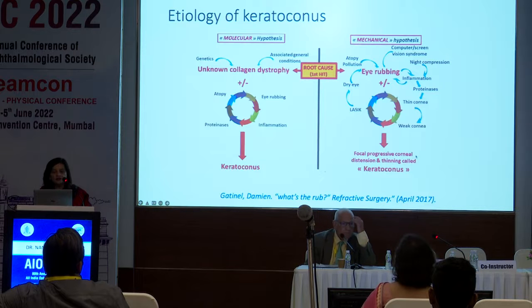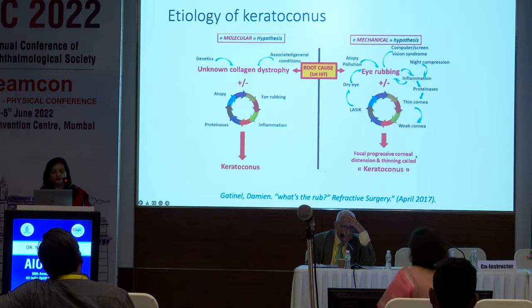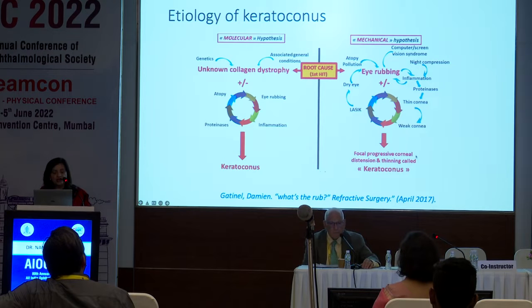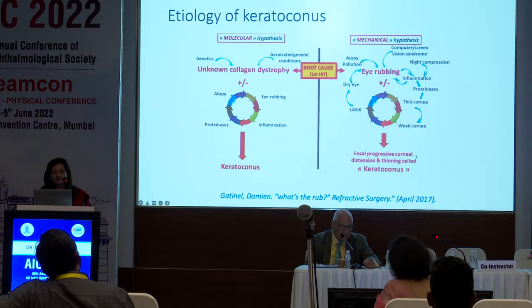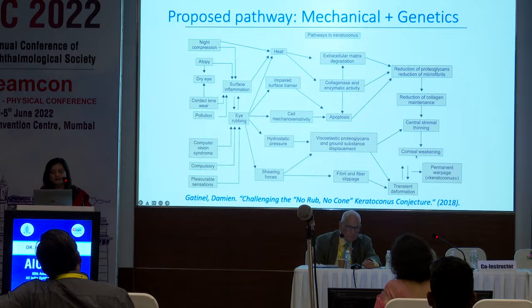If you look at the etiology of keratoconus, this summarizes it very well. There is a molecular aspect and a mechanical aspect. According to the molecular hypothesis, there is an unknown collagen dystrophy, but when factors like atopy, eye rubbing and inflammation are coupled with it, it leads to keratoconus. There is also a purely mechanical theory, where eye rubbing causes changes at the molecular level due to inflammation, and that causes keratoconus. This essentially summarizes what I was talking about.